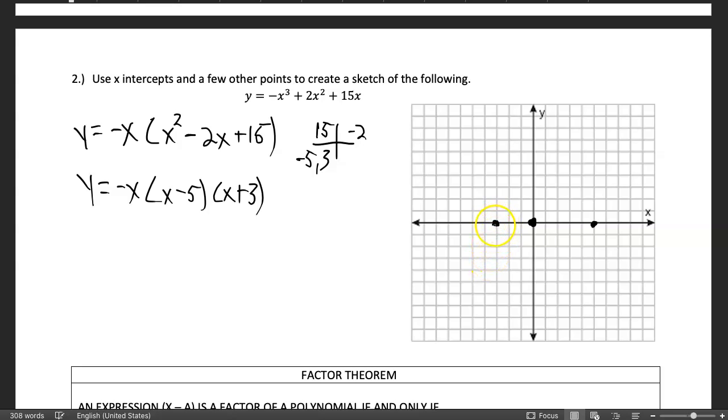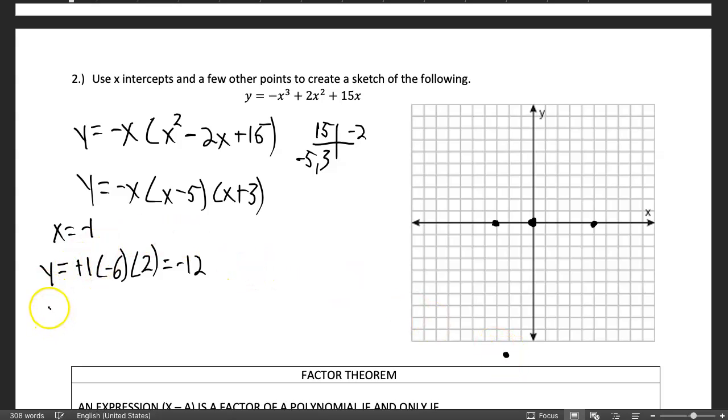Now we're going to choose a couple of points to see what's going to happen in the meantime. Let's try -1, and let's do 2 and 4. So if it's negative 1, then we'll get y is equal to positive 1 times negative 6 times 2. Or this will be equal to negative 12. So we'll have a point for negative 12 all the way down here.